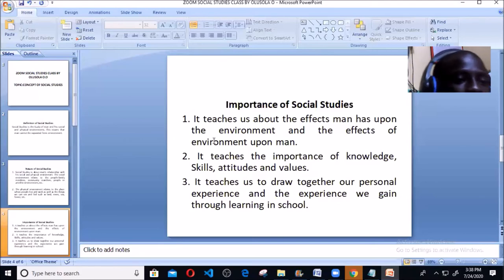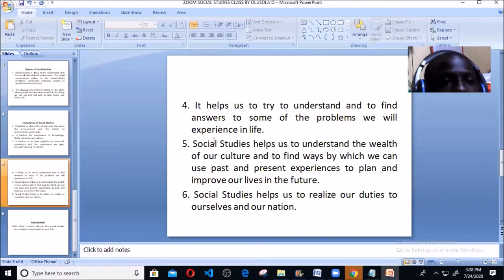So let's look at number 4. Social studies helps us to understand and to find answers to some questions or problems of life. So social studies helps us to see, and that's why it enables us to understand what psychology calls individual differences.